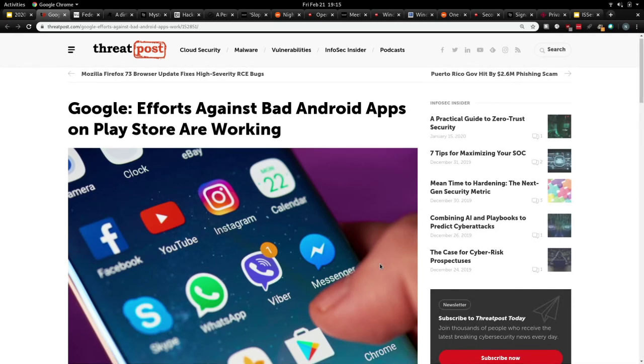I mean, I didn't use the App Store for the longest time because it was just a cesspool of clickbait, shitty apps that probably were bad, right? Yeah. So it's good that they're making it better.